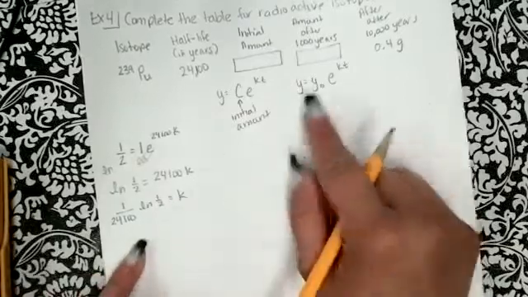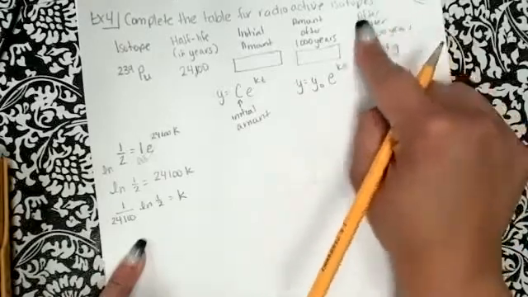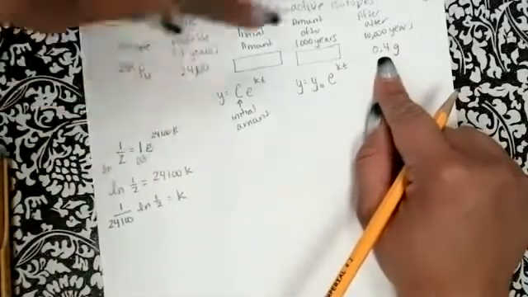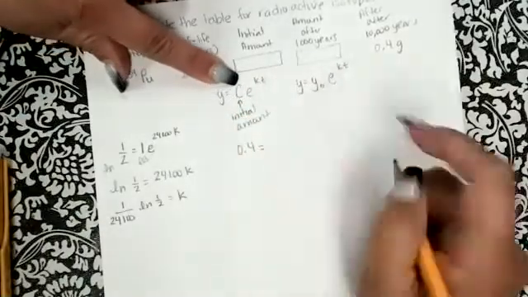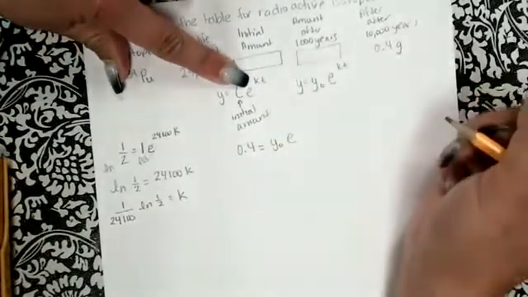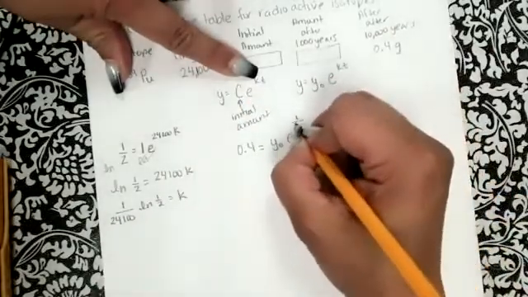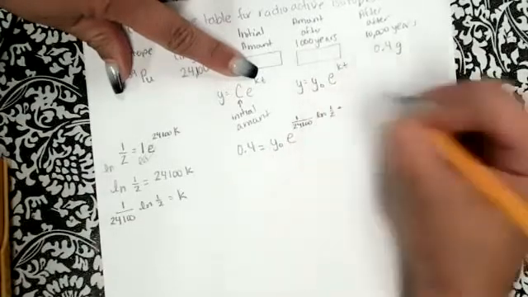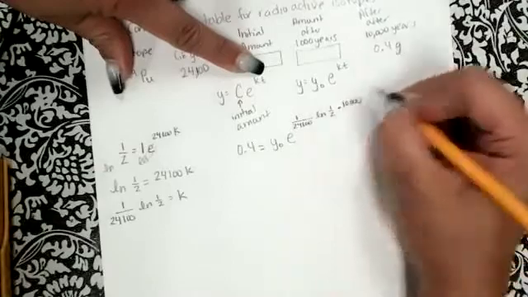Now I need to find out what my initial amount is. So I'm going to use this part now. So here's the equation right here. The answer has to be 0.4. So I'm going to set 0.4 equal to, I don't know my initial amount, times e to the K. Now I know the K. The K is right here. The K is 1 over 24,100 times natural log of 1/2. And then the time in this case is 10,000.